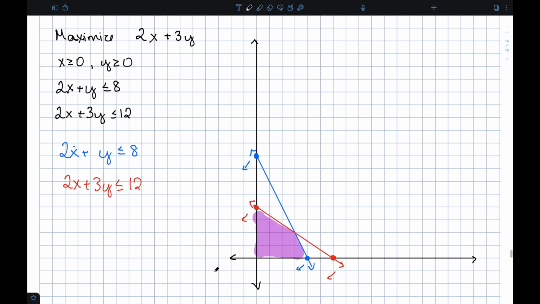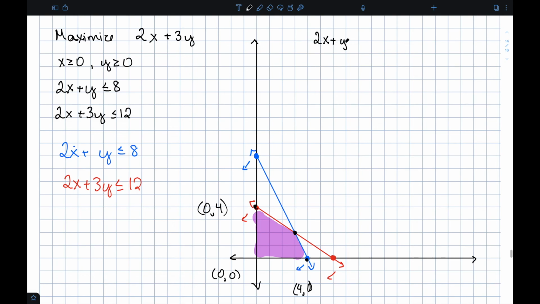I have 4 test points. I have the point (0, 0). We've already found this point to be (0, 4). And this point to be (4, 0). So now I just need to identify this point.